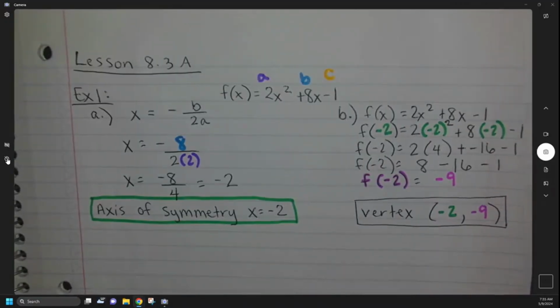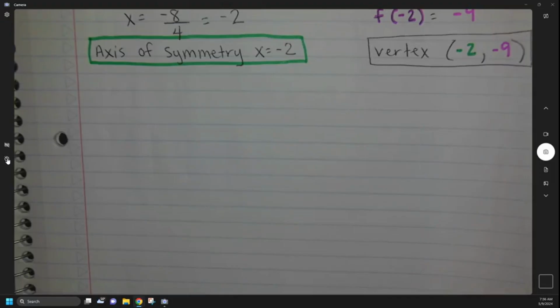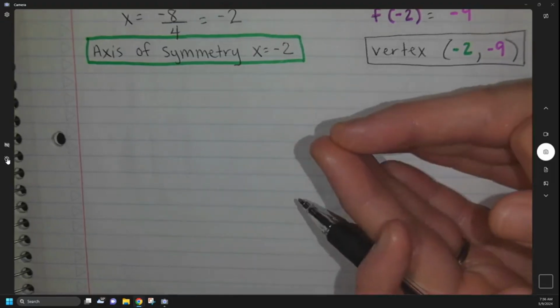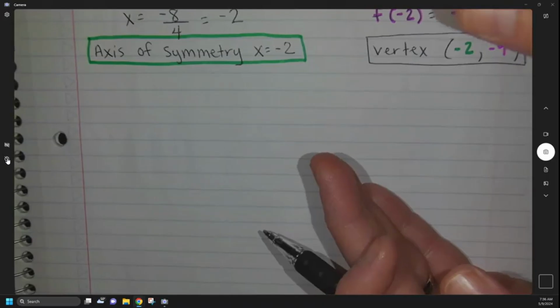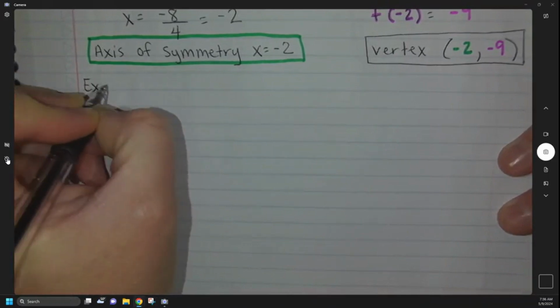The first thing that I'm going to want to do when I'm attempting to graph this is find the axis of symmetry, because it's going to help me to know where the center point is. We've talked before about how if I know the center point, then I can go one below and one above to get my extra points, right? So I always say start with the axis of symmetry.